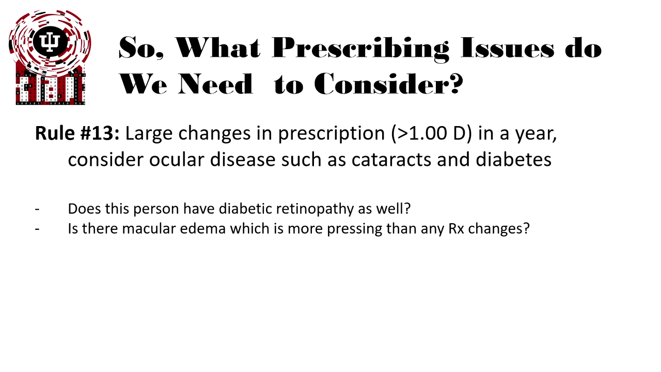With large changes in the prescription, you should also consider ocular disease such as cataracts and diabetic changes. If this person had a large shift with diabetes, perhaps they also have retinopathy. Perhaps they have macular edema, which is far more pressing than worrying about their glasses prescription today. So these are all things to take into context as you're making decisions clinically.